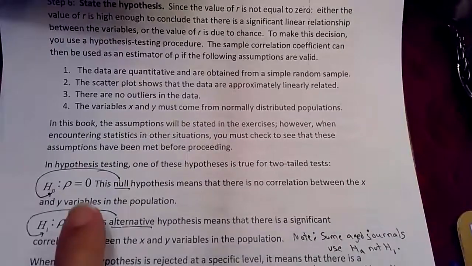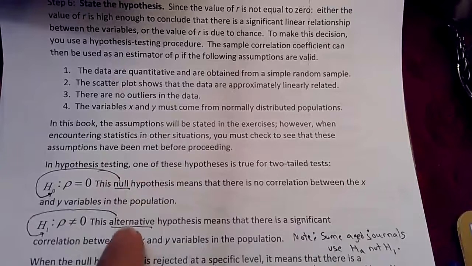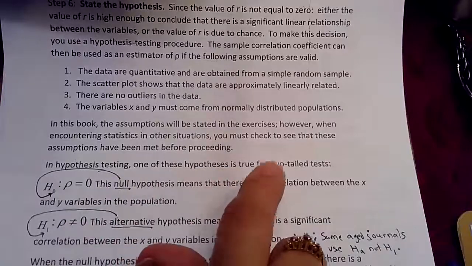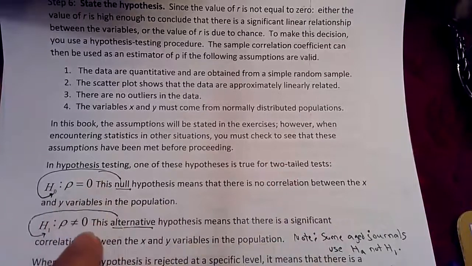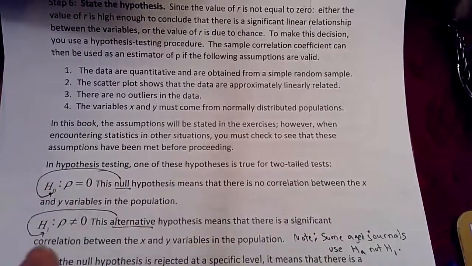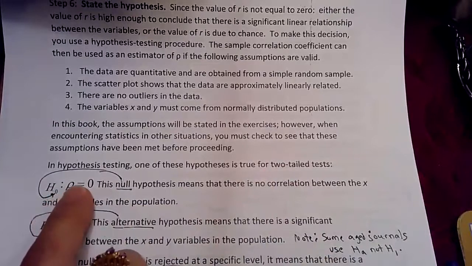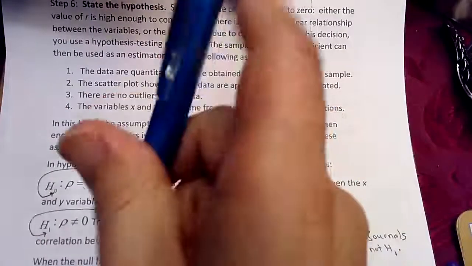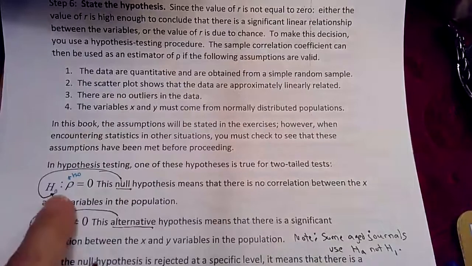Okay, so in hypothesis testing, and we're doing a two-tail hypothesis test as opposed to the left tail or the right tail testing, one of these hypotheses is true for a two-tail test. So one of these is true, and we've got to figure out which one we want to go with. Here, this is called the null hypothesis. H sub 0 is called the null hypothesis, and this is your rho. This is called rho, that's the Greek letter. Rho is equal to 0.